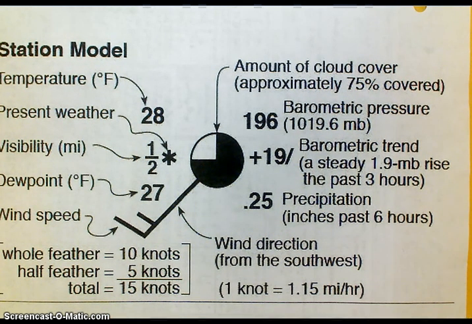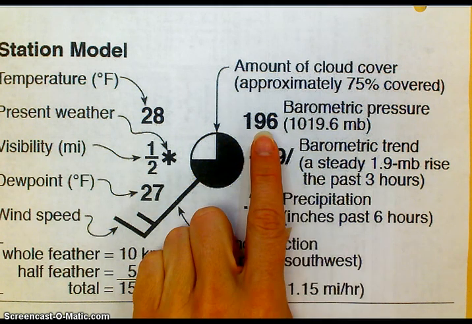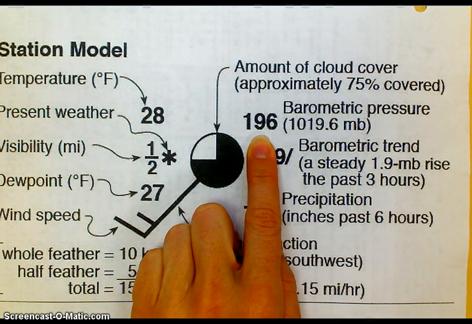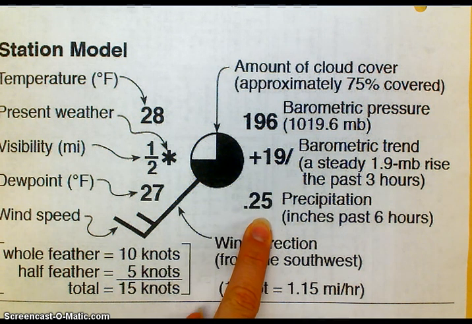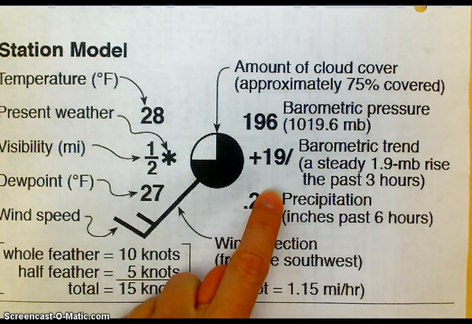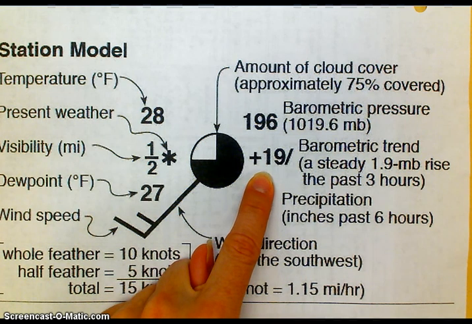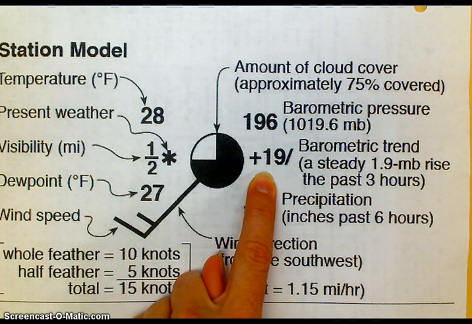Okay, some other important things that are going to be indicated on the station model. In the upper right-hand corner is where barometric pressure is put. Lower right-hand corner, a lot of times this is missing, but if you have information about precipitation in the last 6 hours, you'll put it there. And between the two will be your barometric trend. Well, what that means is it's going to give you an idea of, has the barometric pressure been rising or falling or staying about the same? Okay.